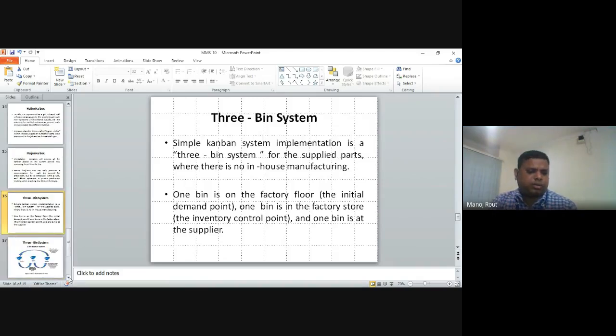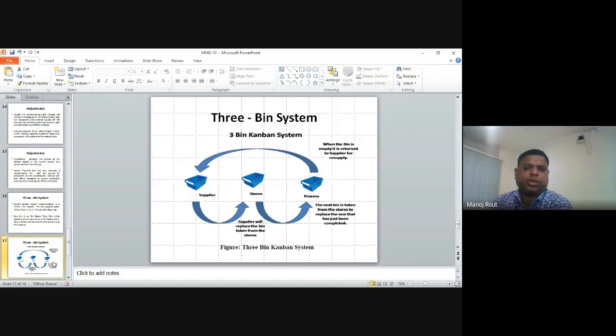So how is it used? Here is the typical example. In case of the 3-bin Kanban system, as you see, one bin is for your initial process, one for your inventory, and one for your suppliers. In case of the process, when the bin is empty, it's returned for resupply. In case of the supplier, the supplier will replace the bin taken from the store, and in case of the store, the next bin is taken from the store to replace the one that has been completed. So this is the whole typical example of your 3-bin Kanban system.